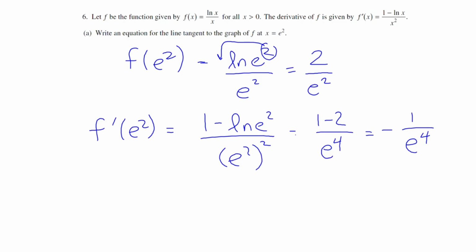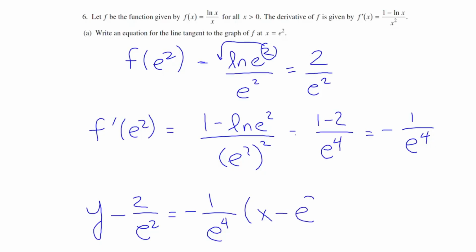So we'll just write our tangent line equation, y minus our y value of 2 over e squared equals our slope of negative 1 over e to the 4th times x minus e squared. And that is our tangent line equation, and they gave you 2 points for it, 1 for getting both f and f prime, and 1 for the equation.